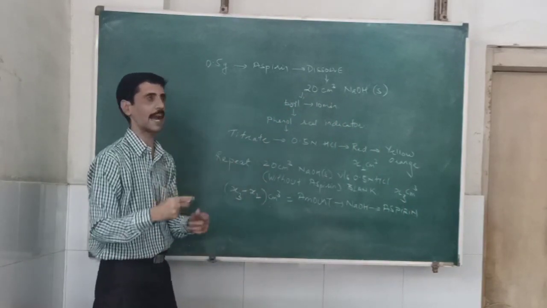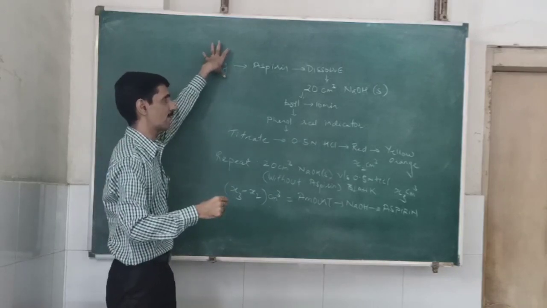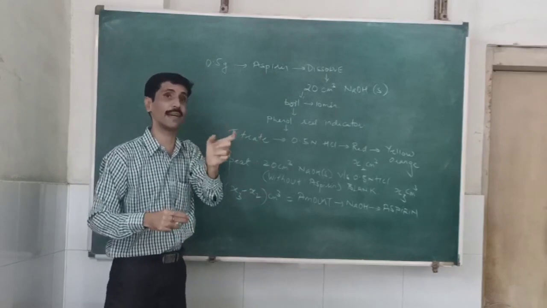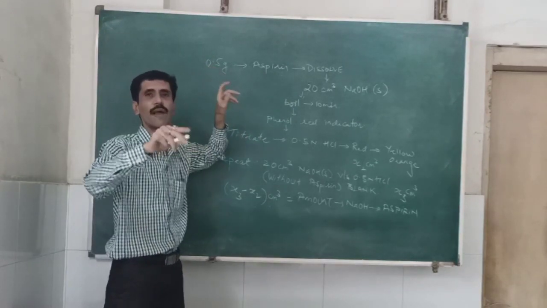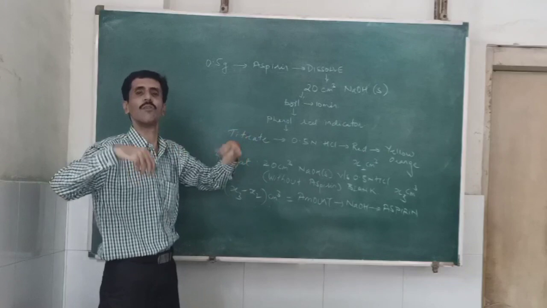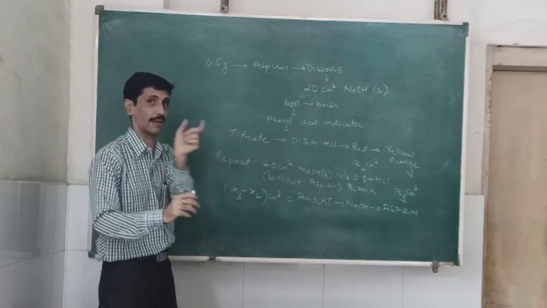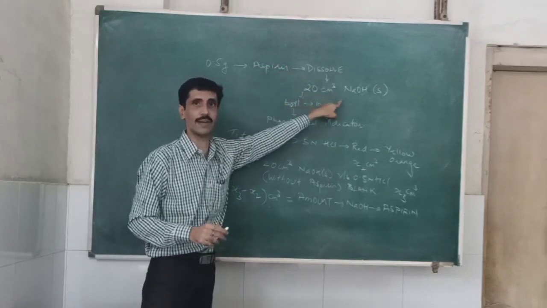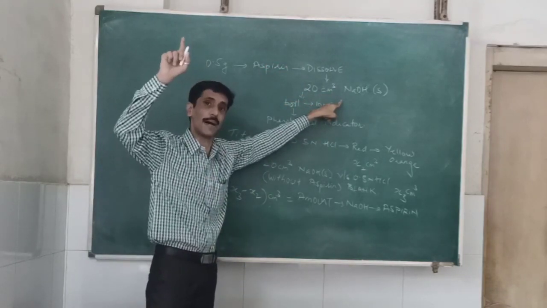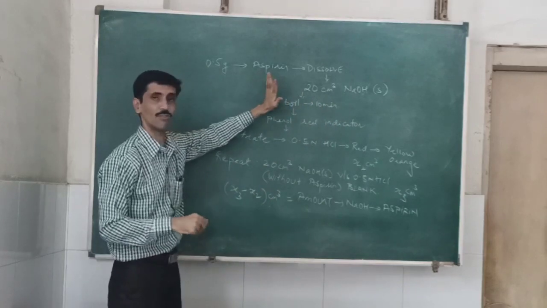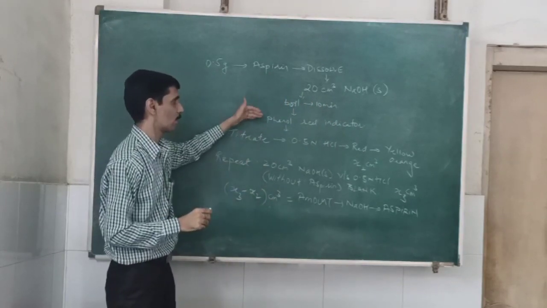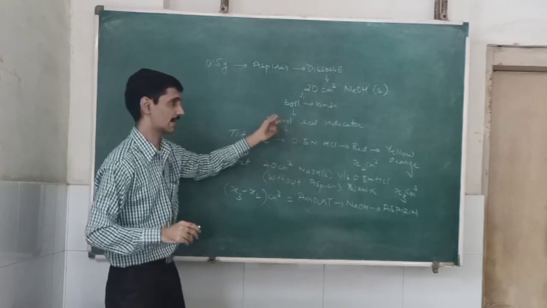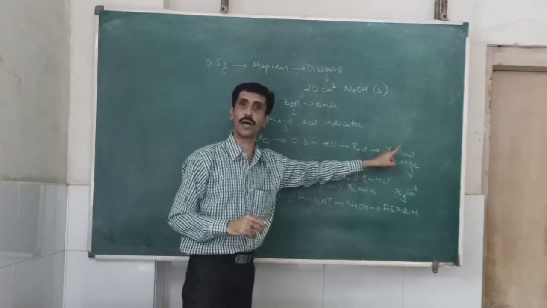I'll just quickly take a recap. 0.5 grams of aspirin has to be weighed accurately. Whatever the accurate weight is, that has to be noted. Suppose it is 0.520, 0.521, or 0.531, whatever it is, you have to exactly take note of that weight. Dissolve it in 20 cm³ of NaOH, which is the standardized one from part 1. Boil for 10 minutes so that it gets completely dissolved. Then add phenol red indicator and titrate against 0.5 normal HCl. The end point is from red to yellow orange.